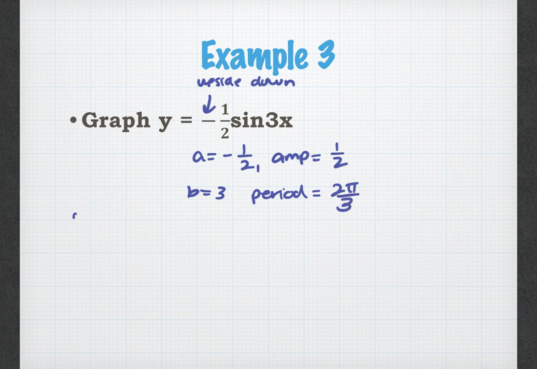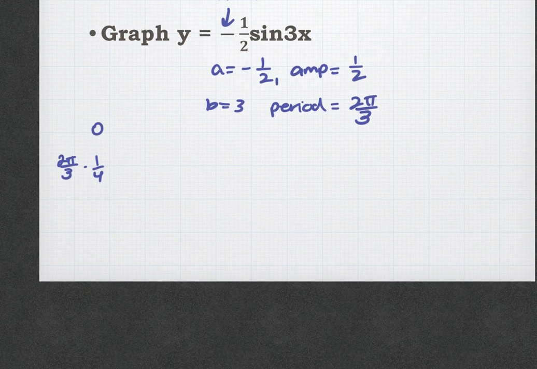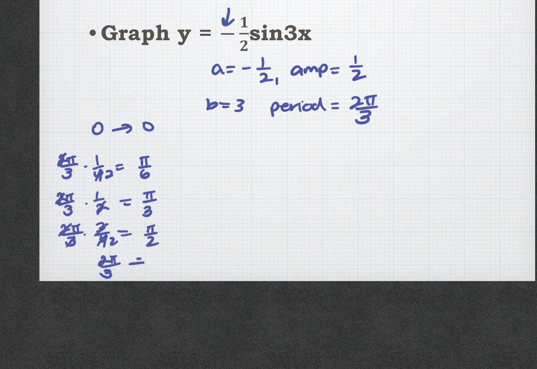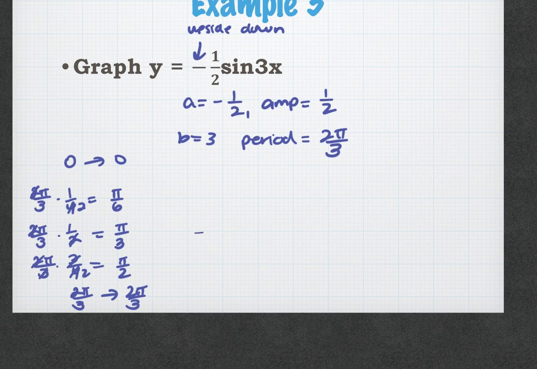The first key point is at 0. The second would be 2 pi over 3 times a fourth. Then 2 pi over 3 times a half. Then 2 pi over 3 times 3/4. And the last one, the period, 2 pi over 3. So this is 0. This becomes pi over 6. This becomes pi over 3. This becomes pi over 2. And the last one, 2 pi over 3. So you always want to reduce your fractions if you've got them, and you can.